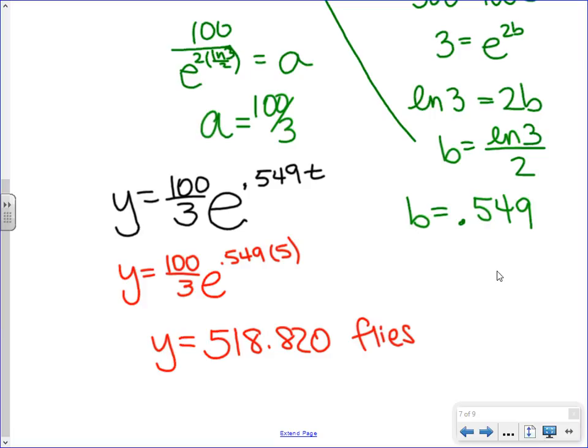We are modeling the data. Doesn't mean it's going to give us exactly what's going to happen, right? But if it keeps up with this growth, we're going to have around 518 flies.